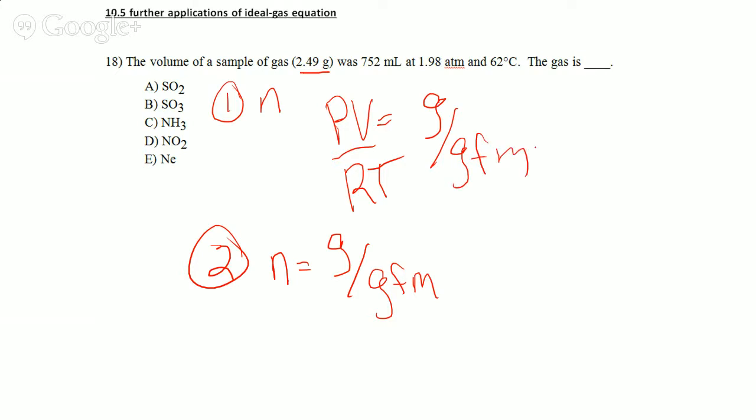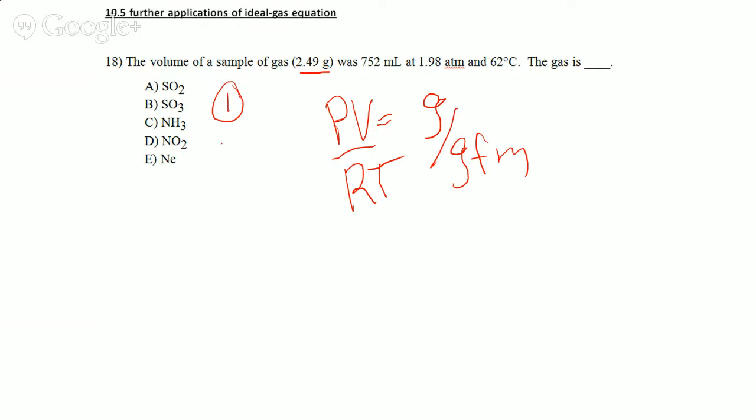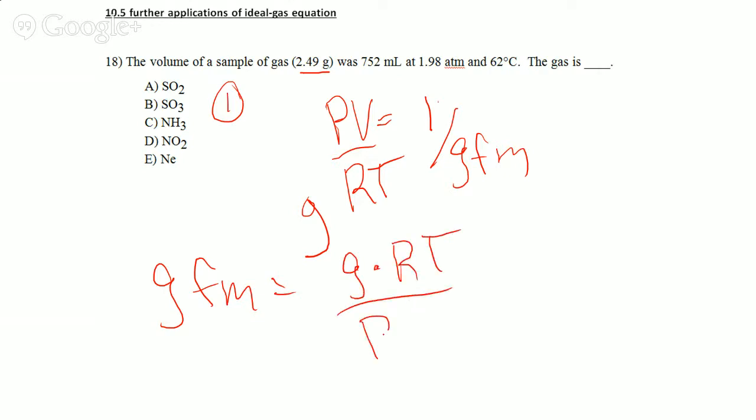Now, the thing we're trying to solve for is the GFM. So, how do I get it by itself? All right, it's this little thing, you might have heard of it. It's called algebra. So I'm going to rearrange stuff, and I'm going to do it in one fell swoop. Watch. All right, or maybe two fell swoops. Grams is going to go down over here, and I'm left with 1 over GFM, and I'll just take the reciprocal of that, flip it, and I'll get the GFM equals grams times RT over P times V. And now I got one equation, and I just plug in everything.